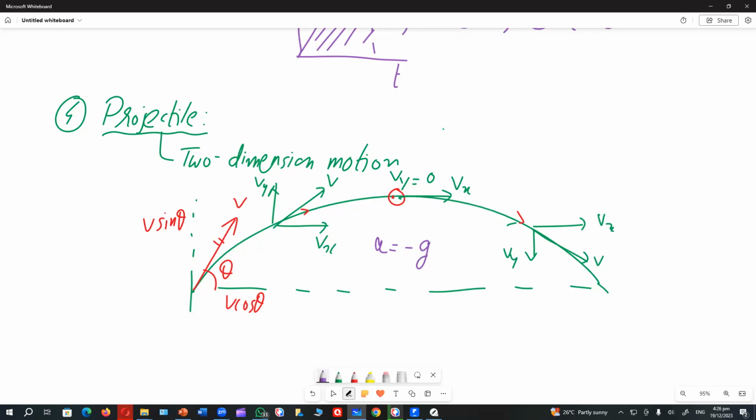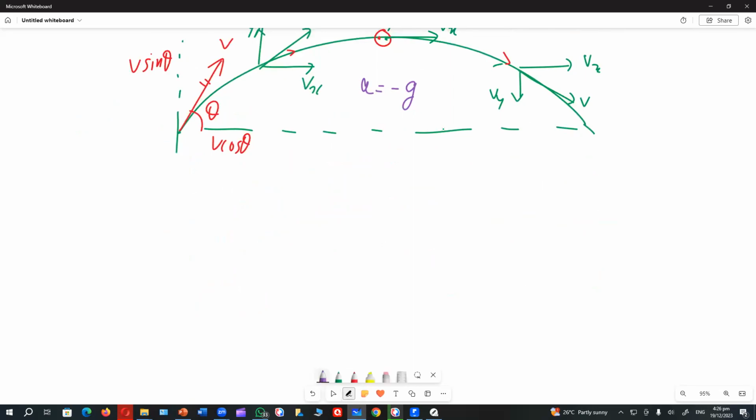Now, when you are dealing with the horizontal motion of a projectile, when you deal with the horizontal dimension, you have only one formula, distance.